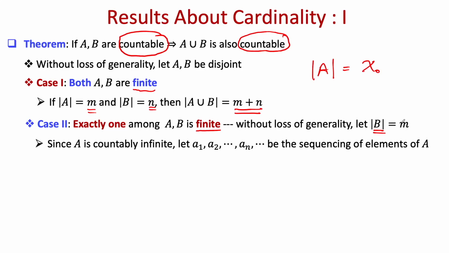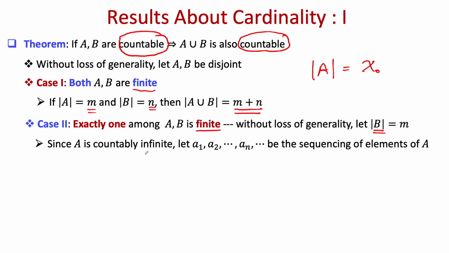So what we are now going to show is that even in this case, the union of A and B is countable. Of course, the union of A and B will have an infinite number of elements because A is infinite here. But what we are going to do is show a valid sequencing for the elements in the set A union B.